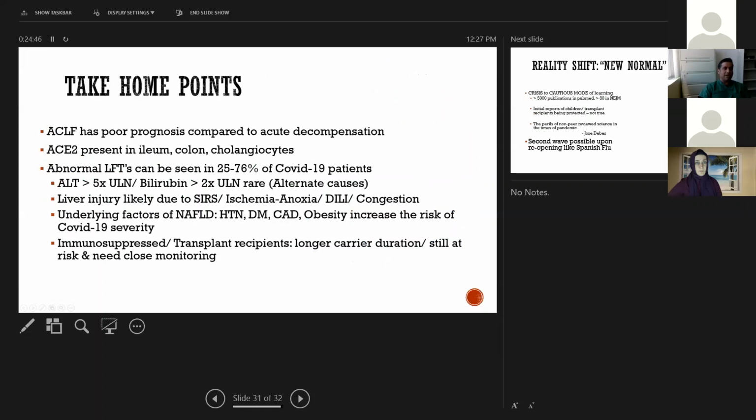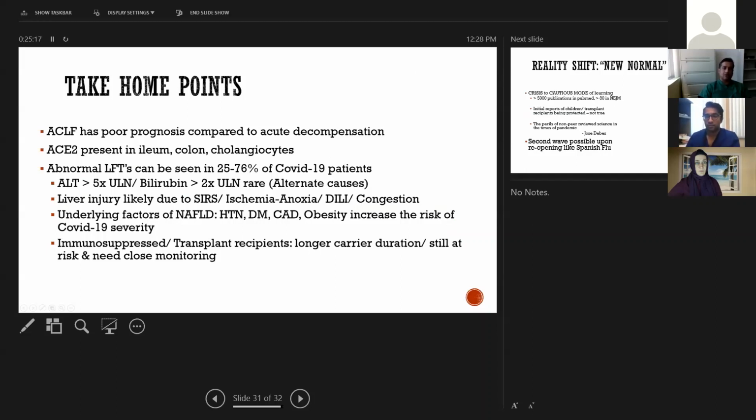So a few take-home messages. ACLF has a poor prognosis compared to acute decompensation. We know that ACE2 expression is present in the ileum, colon, and cholangiocytes. Abnormal liver tests can be seen in 25 to 76% of COVID-19 patients. However, significant elevation is quite rare, and if present, we need to think about alternate causes. And typically those alternate causes are SIRS, ischemia, anoxia, drug-induced liver injury, or congestion.